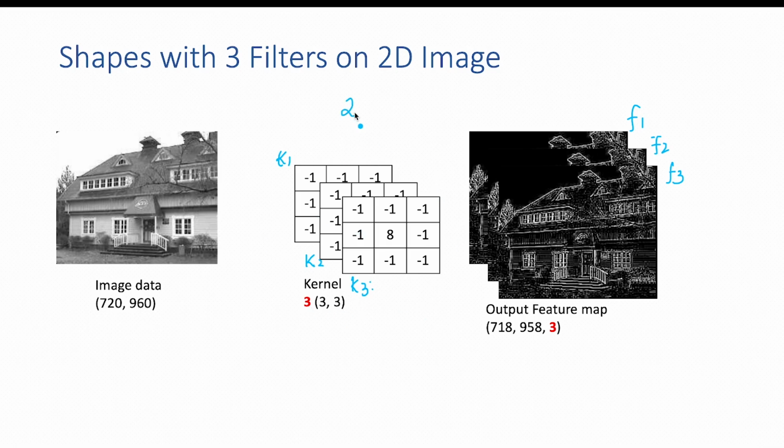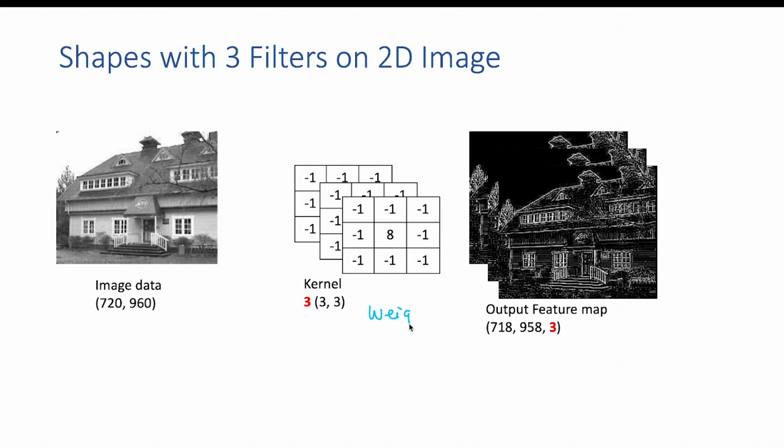So this is still a 2D tensor object, but there are three different 2D tensor objects here in this example. Since there are three different kernels, we have an additional dimension in your output feature map. The number of feature maps here is denoted by 3 since there are 3 kernels. Let's say that there are 10 different kernels, then obviously you will have an output feature map of 718 by 958 by 10.